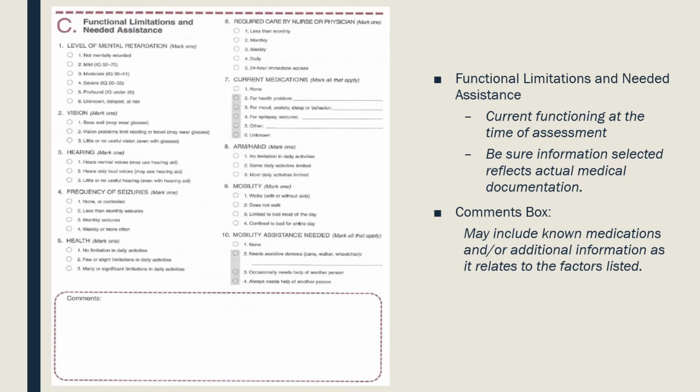The next page will outline functional limitations and needs. This is where you will include current functioning at the time of assessment. Be sure that the information you select reflects the actual medical documentation on file. And again, there's a comments box, and we ask that you include known medications and/or any additional information as it relates to the factors listed on this page.